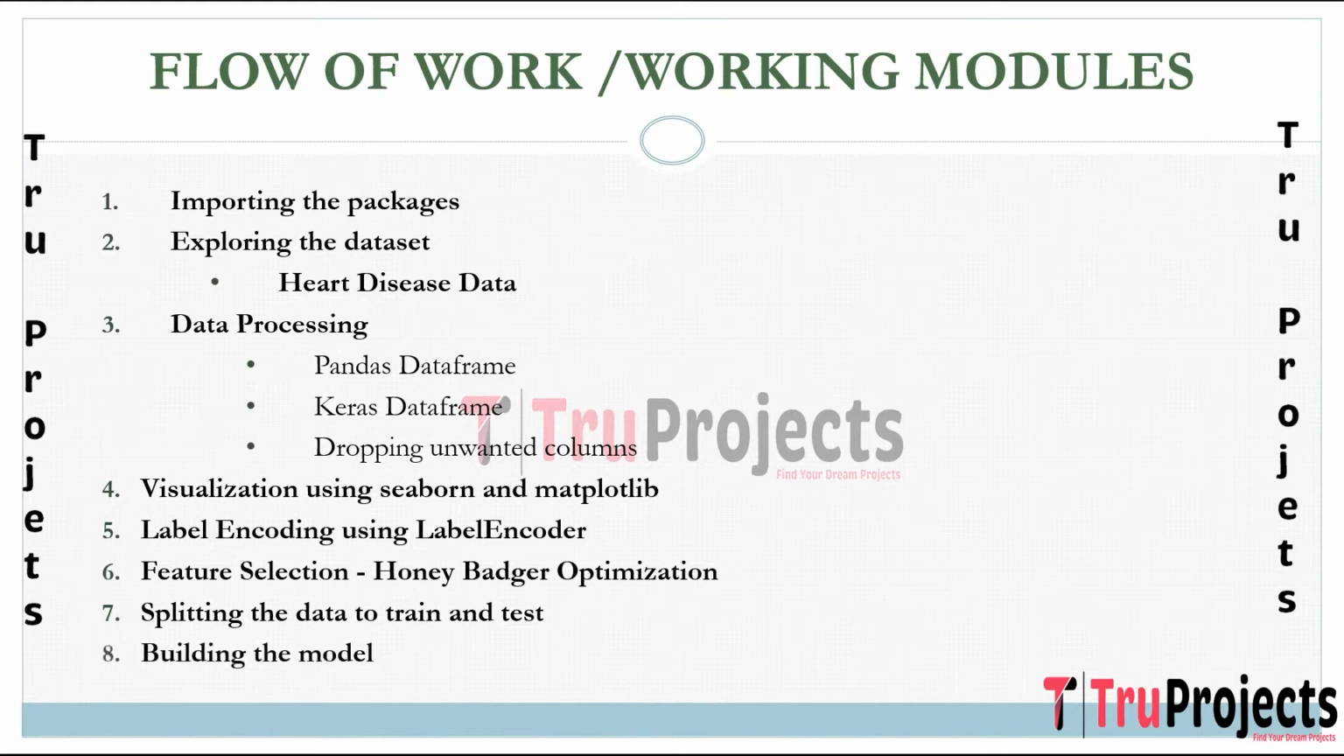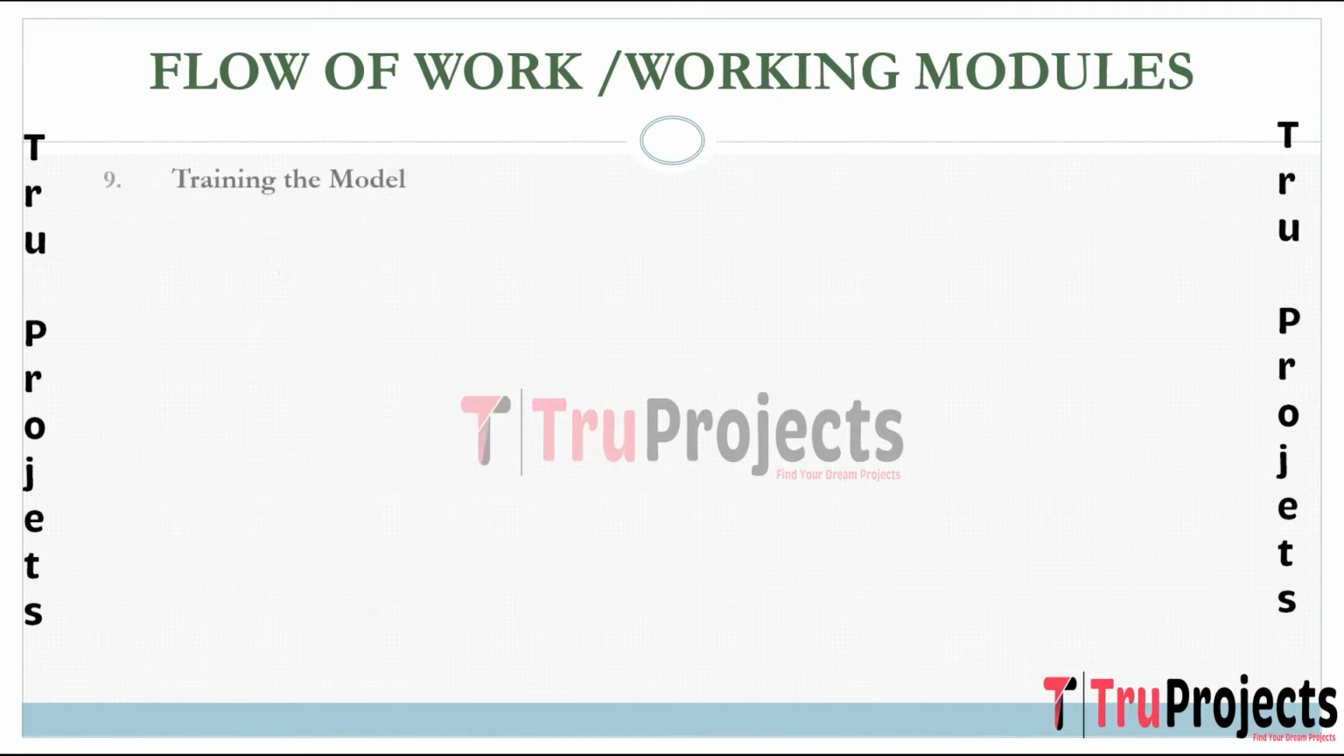Coming to building the model. Here, deep learning model architectures are defined based on the selected features and desired outcomes. Training the model. The model is trained using the training dataset. During training, the model learns the patterns and relationships in the data to make predictions.